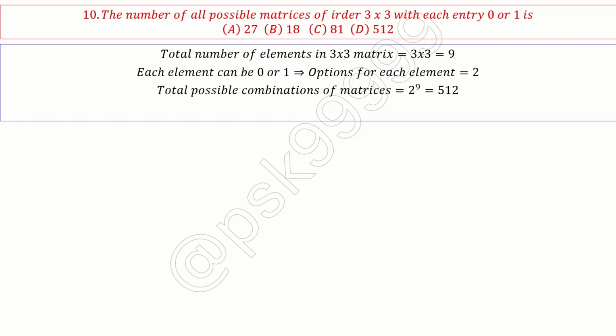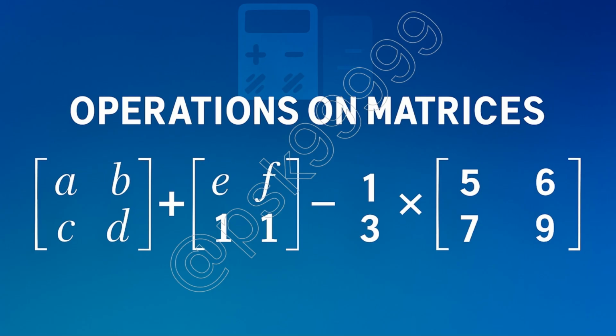Option for each element is 2. Total possible combinations of matrices are 2 to the power of 9. Options are possible using the 0 and 1 for each element. Which is 2 to the power of 9. So 512. That's the answer. Option D is correct.